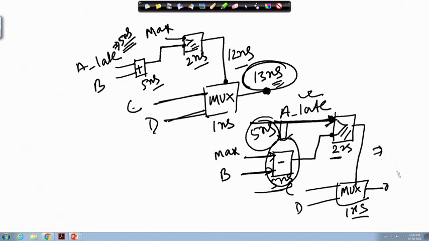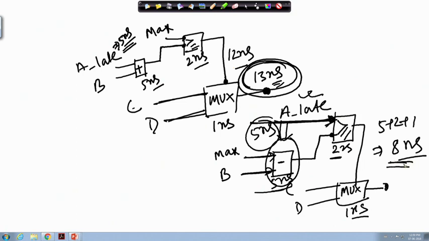So, here, from the input to the output, how much time do I require? 5 plus 2 plus 1, that is equal to 8 nanosecond. So, initially what I needed was 13 nanosecond, but here I need only 8 nanosecond.